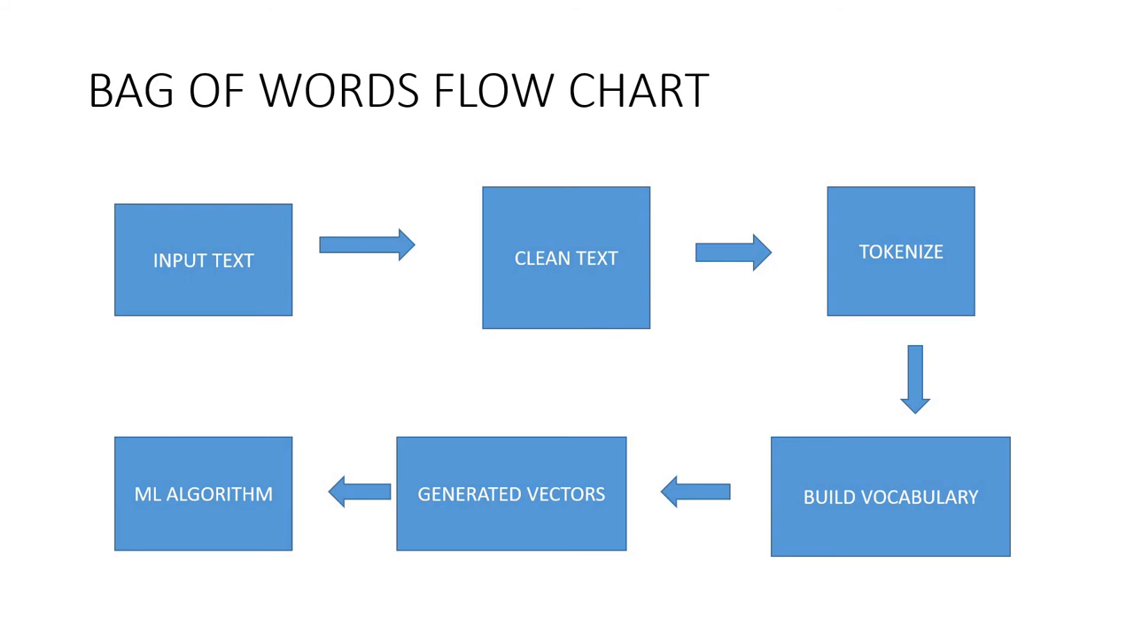This is the pictorial representation of the different steps in bag of words. Input text: first we clean the text, then we tokenize, that is word tokenization. There is a separate video on word tokenization using NLTK and even using Keras. We have separate videos, you can watch that. After tokenization, we build the vocabulary. After that, we generate the vectors.